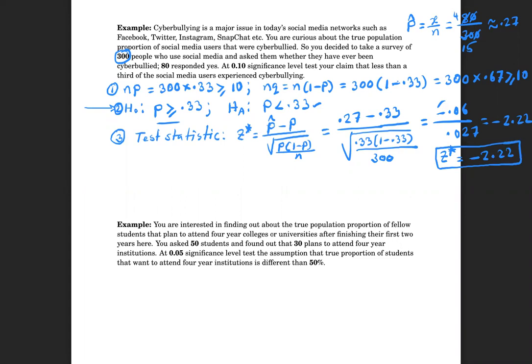This is a number we will need in the next step, which is step 4. That's called critical regions.